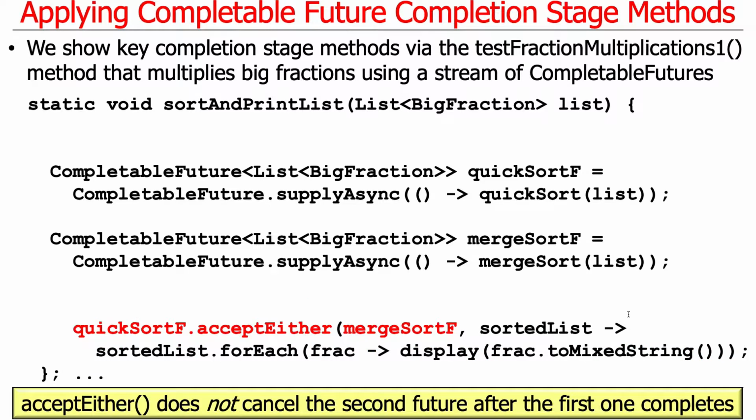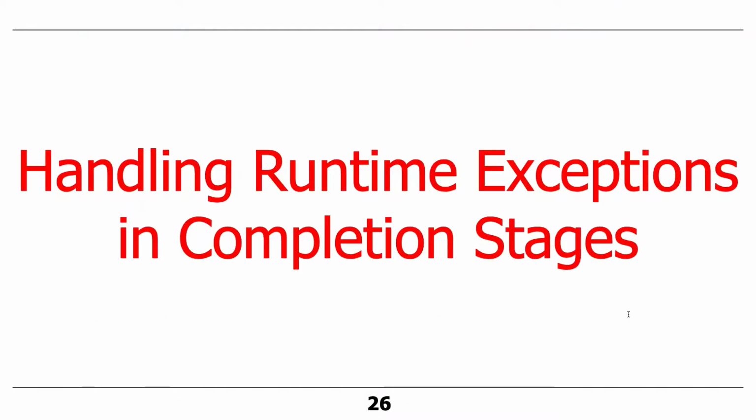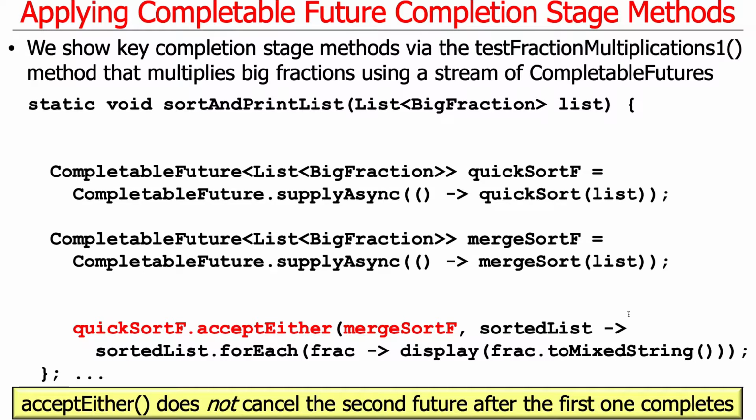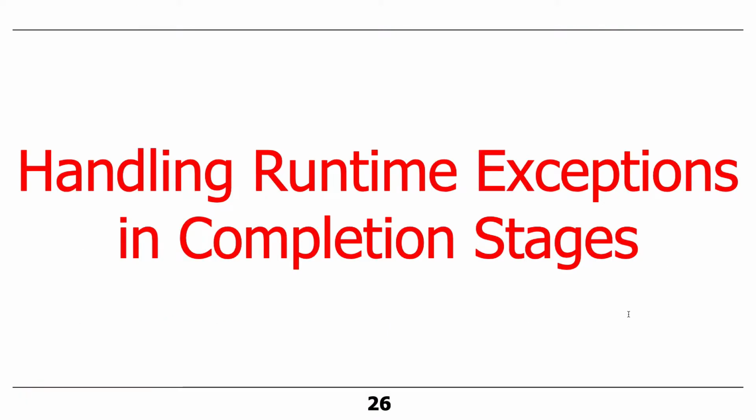Remember that except either doesn't cancel the second future after the first one completes. It's still out there doing its thing, even though in this particular case we're going to ignore the results. But it doesn't cancel it. OK, so that's a nice little overview. And this will give you also a few more tips for how to do your assignment number 4, although assignment number 4 is much more involved than this.